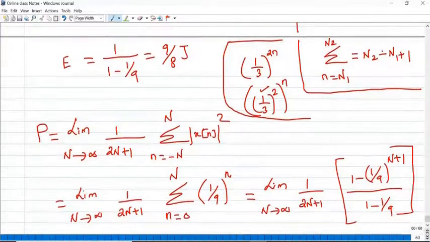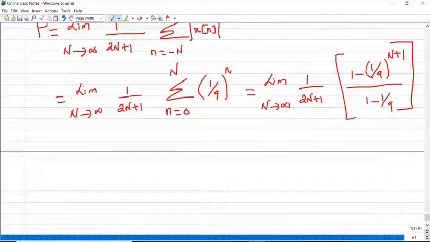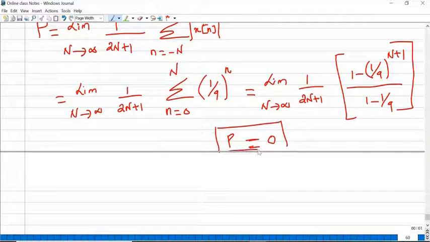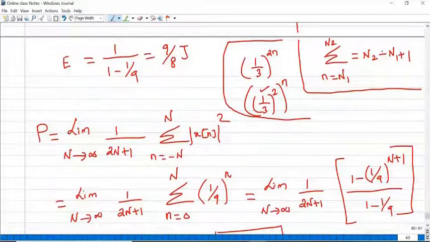Now check whether there is a possibility of cancellation of this 2n plus 1. No. There is no 2n plus 1 term in the numerator of the answer. Now substitute n tends to infinite. 1 divided by 2n to infinite, so 1 by infinite value is 0. So 0 times anything, your value is 0 watts.